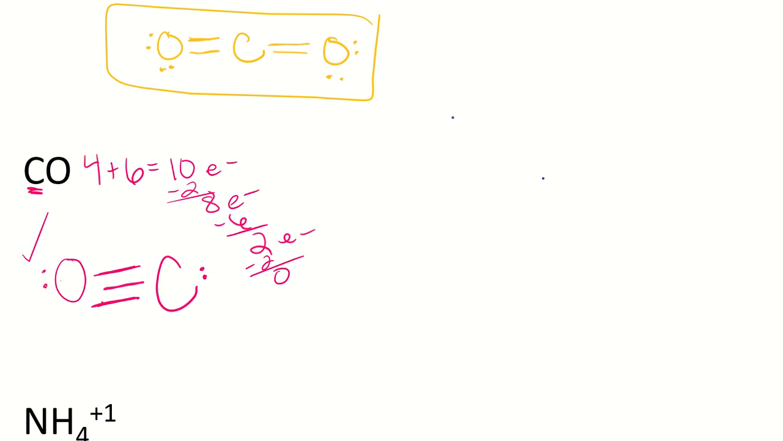So I have 1, 2, 3, 4, 5, 6, 7, 8, 9, 10 electrons that I used, and each of them are stable, 2, 4, 6, 8, and then 2, 4, 6, 8. So I would have oxygen triple bonded to carbon with a lone pair on each one.